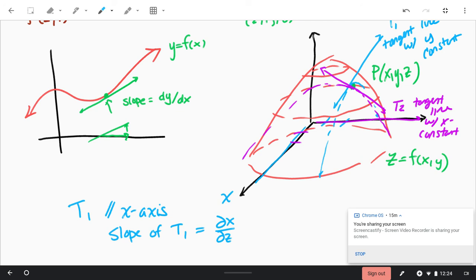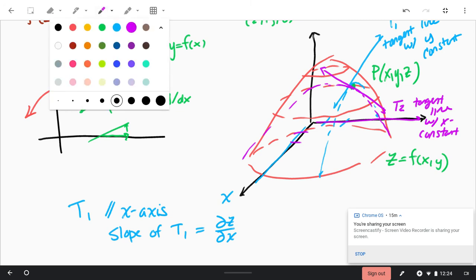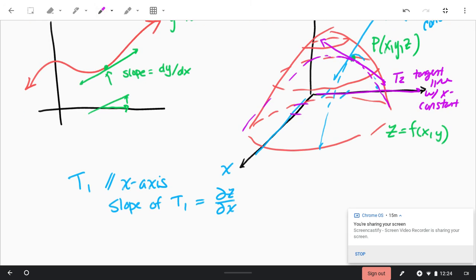Got that flipped upside down, don't I? Yeah, I do. Let me fix that. dz dx. Think about that for a second. And then if we look at T2, that purple line that I drew in, that's parallel to the y-axis, and the slope of T2 is dz dy.